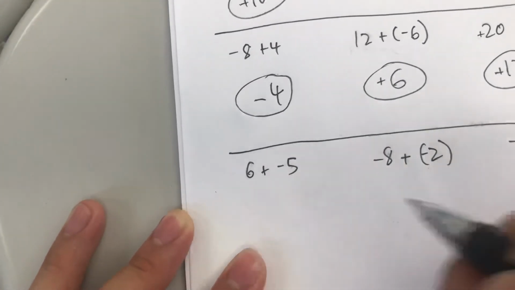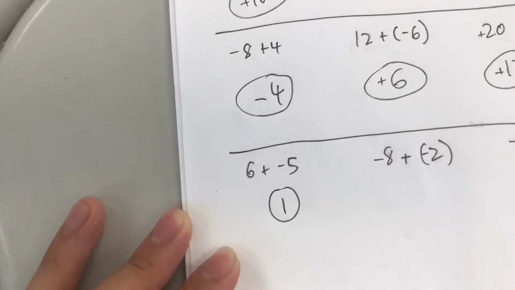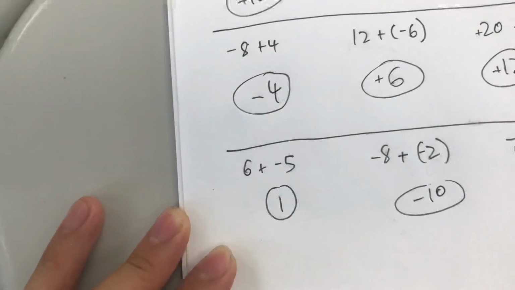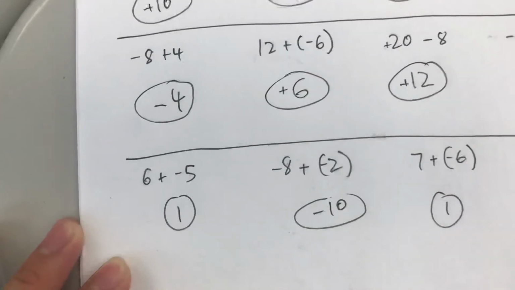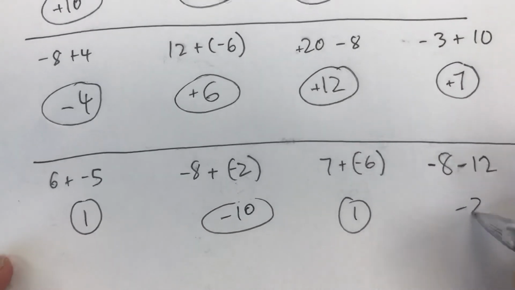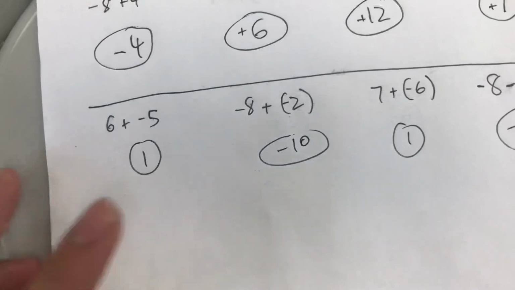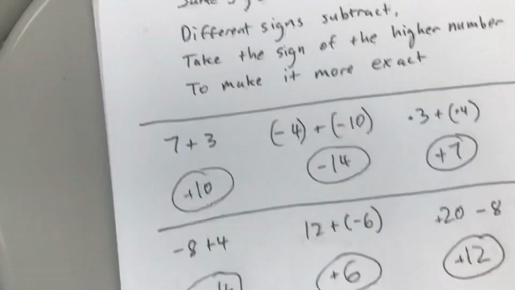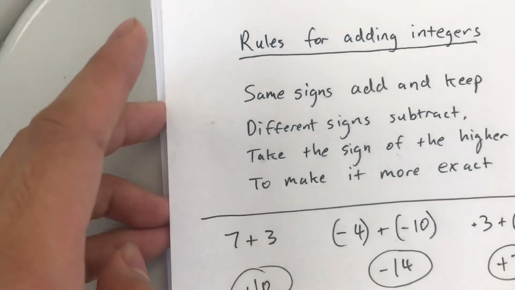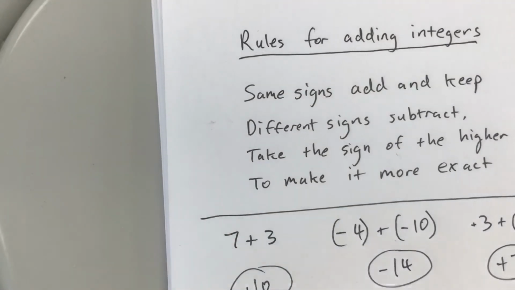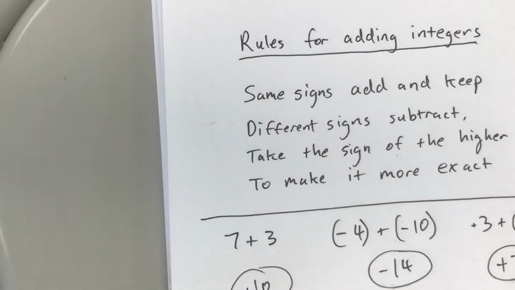So again, 6 plus negative 5 is positive 1. Negative 8 plus negative 2 is negative 10. 7 plus negative 6 is positive 1. Negative 8 minus 12 is going to give me negative 20, okay? So get ready. Make sure that you memorize how to add integers. There's really no subtraction in the higher level math. So as long as you have these rules memorized, you should be good to go, okay?